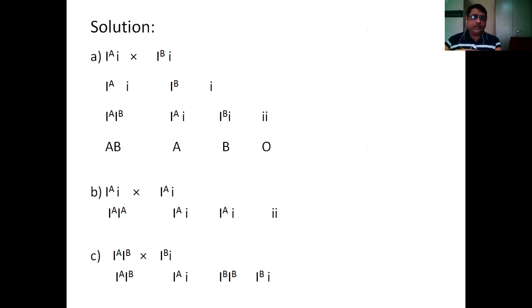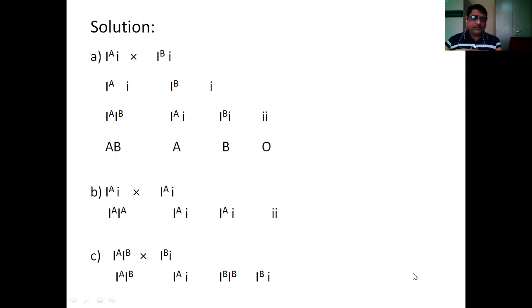For that, here I have crossed IAi with IBi. Then IAi will produce the gametes IA and small i, and IBi will produce the gametes IB and small i. So when we cross it, we will get IAIB, IAi, similarly IBi and small i small i. So here we will get all 4 types of phenotype in the offspring.